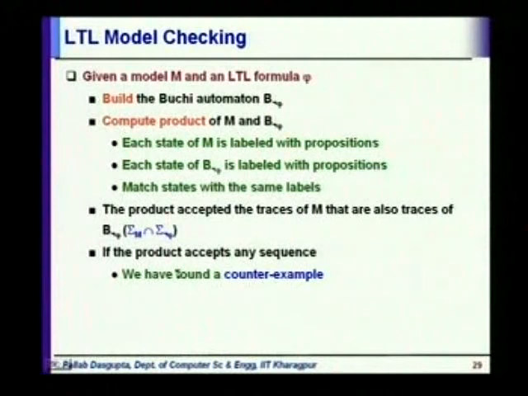Now let's see what we do about this. This is what we are going to study now: the formal method for building the Büchi automaton B not phi from the LTL property. We will call this the tableau, and we will compute the product of the implementation model M with the tableau. Each state of M is labeled with propositions, and each state of B not phi is labeled with propositions. We will match states with the same labels. This is the product computation.